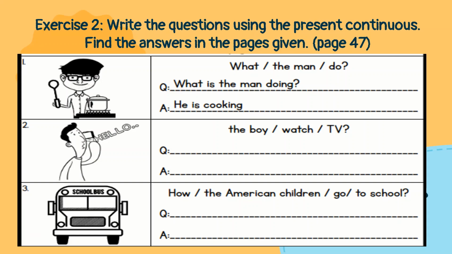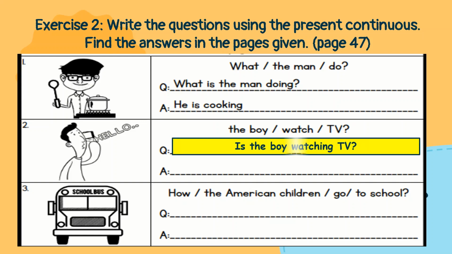Okay, let's look at the pictures here. So number 1, what is the man doing? Okay, so what the man do? So verb do tu kita tukar kepada present continuous tense, so it becomes is doing. So what is the man doing? He is cooking.